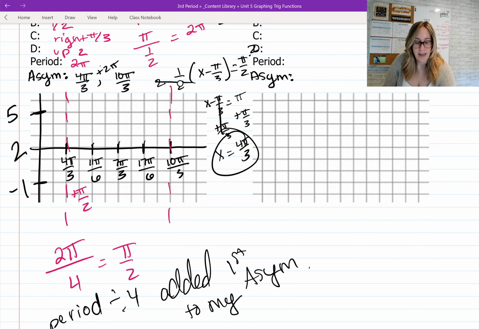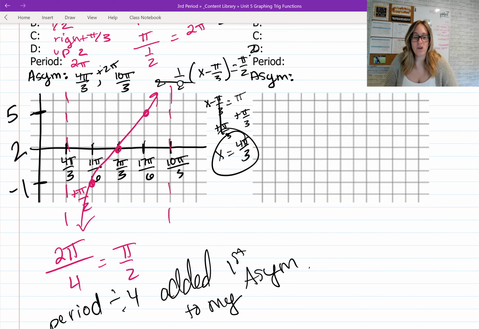Now I can go ahead and plot the rest of my points. So this is the tangent function. I know that it increases from left to right. I don't need to plug this into a calculator or anything, because I know the general pattern for this function. I know that this is going to be down, this is going to be midline, and this is going to be up, and that it's going to look like this.